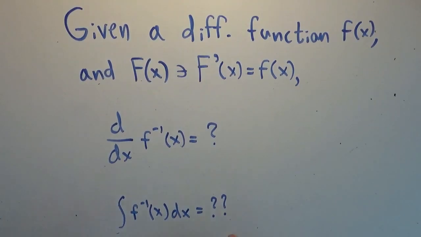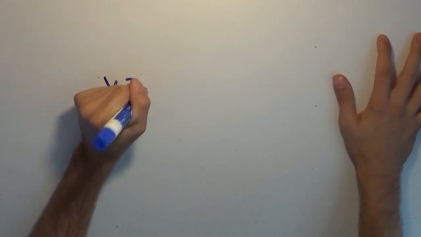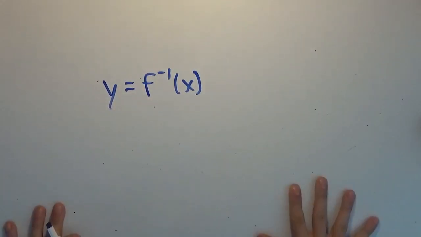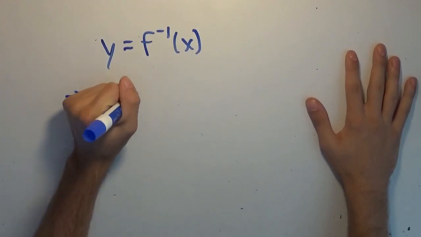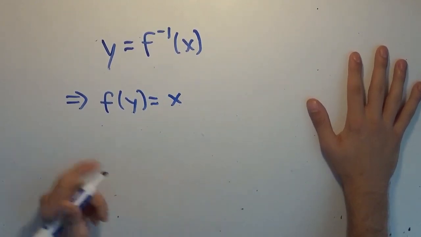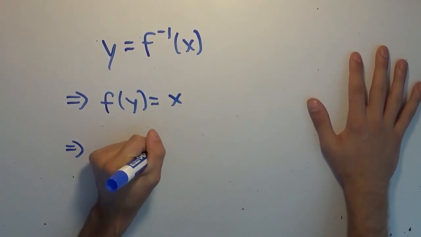So we're going to have to employ something called implicit differentiation, which is when you don't have the dependent variable explicitly solved for in terms of the independent variable, and you still can do calculus to it. So we're going to define y is equal to f inverse of x. Remember, we're given a function f of x, little f of x, which implies that f of y is equal to x, right? But now we can take the derivative of both sides, so this implies that what's the derivative of x with respect to x? Well, that's just 1, right?